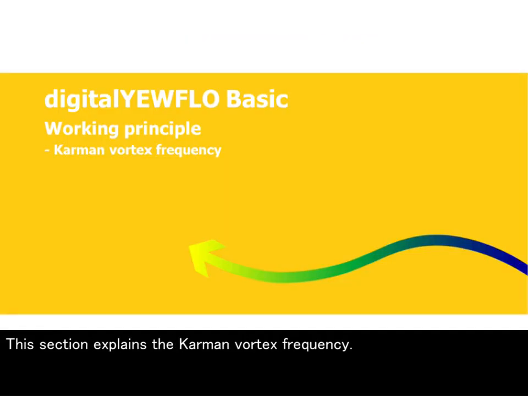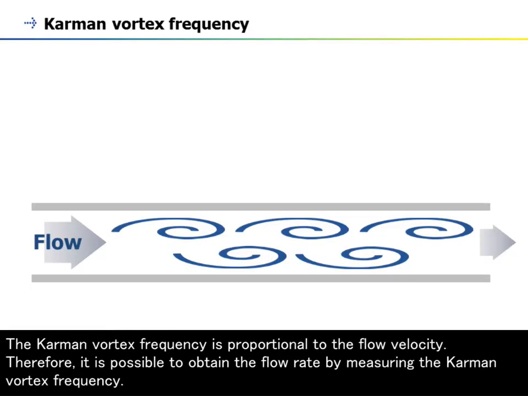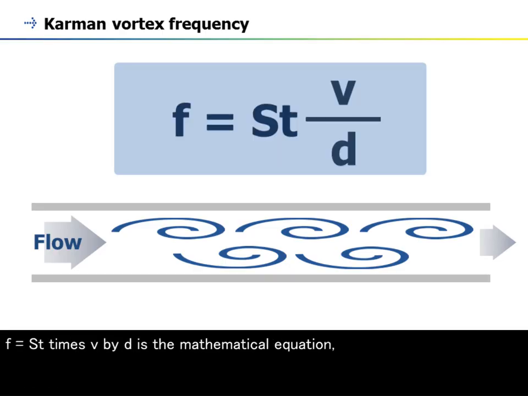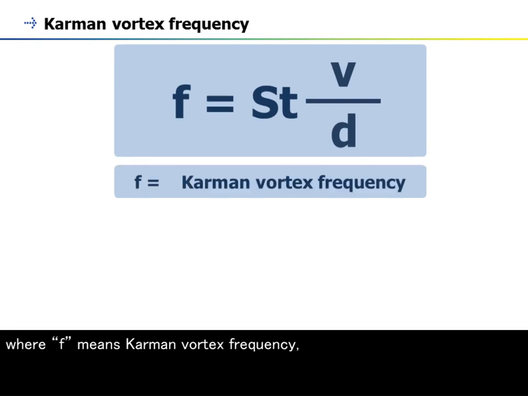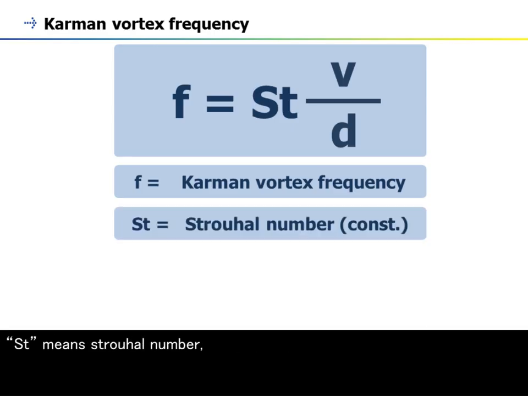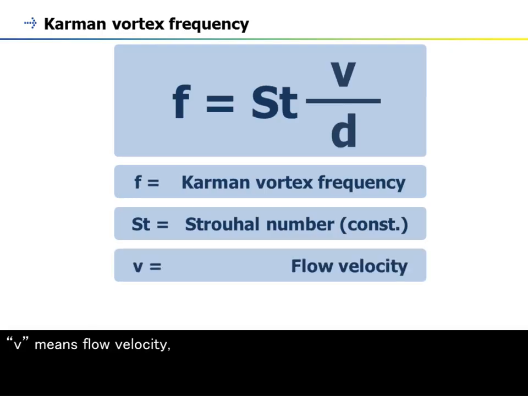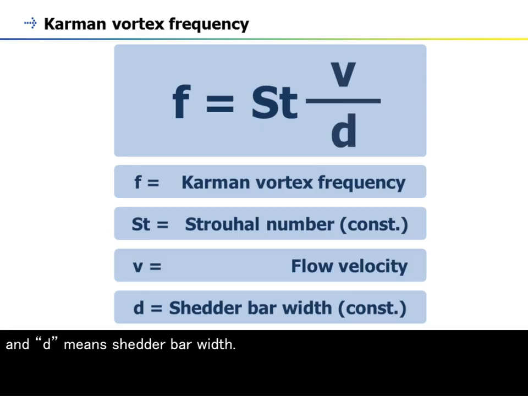This section explains the Karman vortex frequency. The Karman vortex frequency is proportional to the flow velocity. Therefore, it is possible to obtain the flow rate by measuring the Karman vortex frequency. F equals St times V divided by D is the mathematical equation, where F means Karman vortex frequency, St means Strouhal number, V means flow velocity, and D means shedder bar width.